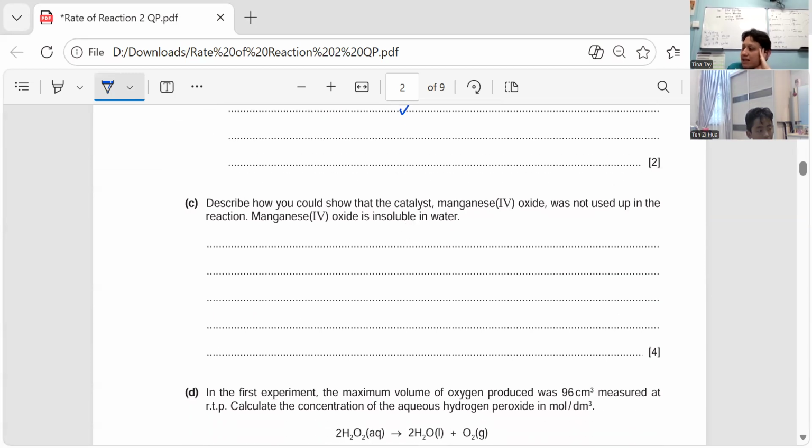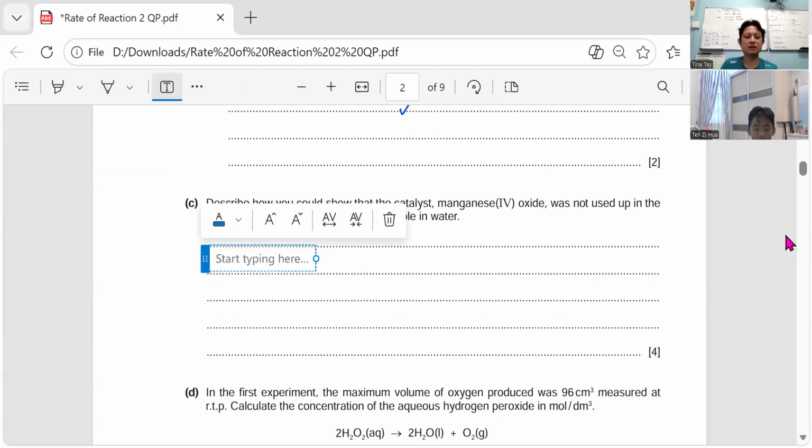Describe how you show that a catalyst is not used up. Okay, correct. Filter. This one's a 4-mark question. It said filter, wash, rinse, dry, and weigh. Yes. Okay. Filter. Wash the residue with what? Water. With distilled water. Miss, what's the difference between distilled and water? Distilled water is pure water. Because if you just use water, it still could be heavy one.